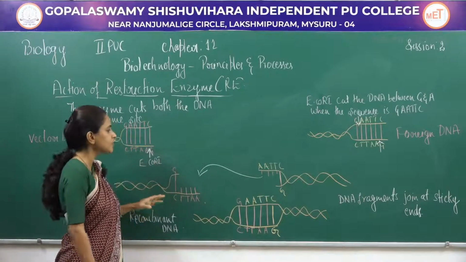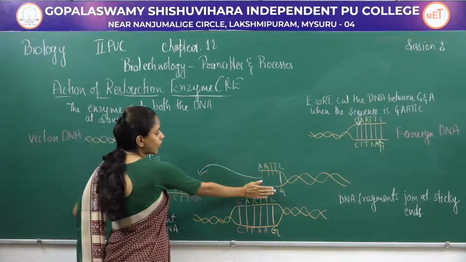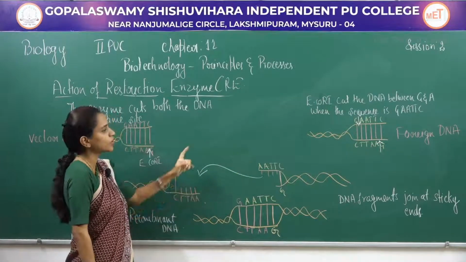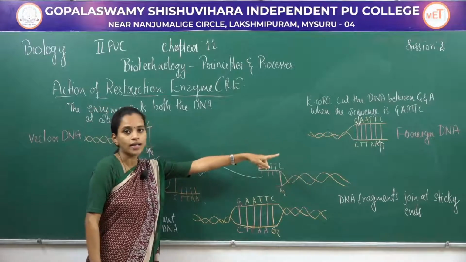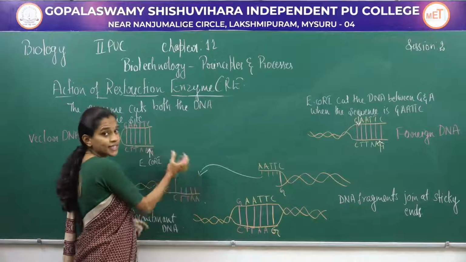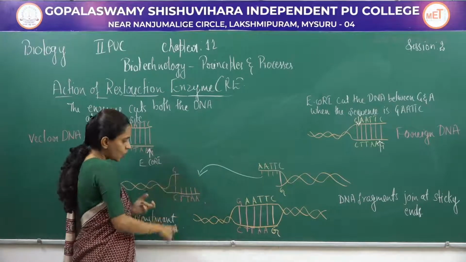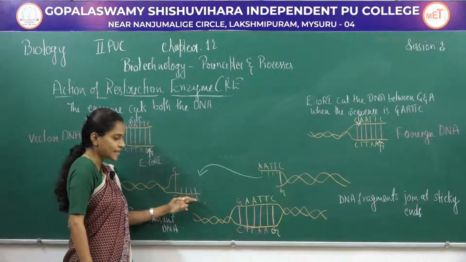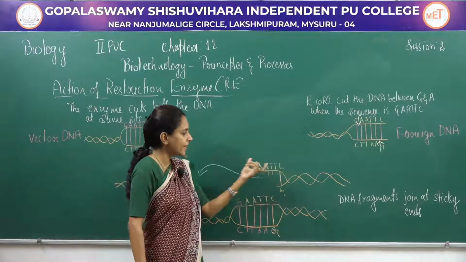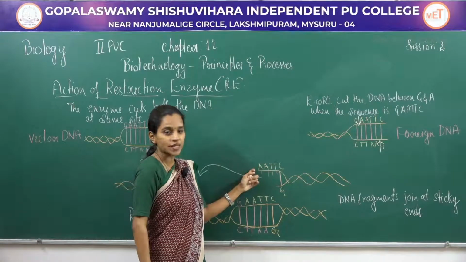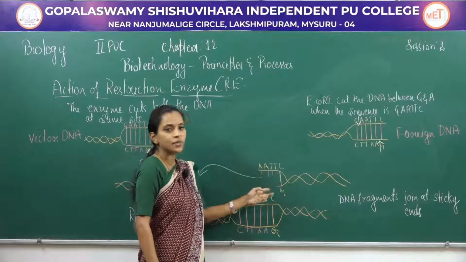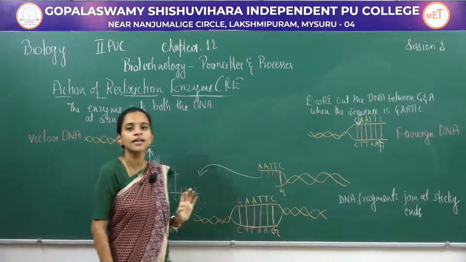Next, you can see the foreign as well as the vector DNA having cut parts. I told you that the enzyme acts between guanine and adenosine. So in the upper part AATTC has been removed, whereas in the lower part CTTAA is retained and G is removed. Next, in the foreign DNA, the G has been removed and AATTC is retained, whereas in the lower sequence G is retained and the rest is removed.